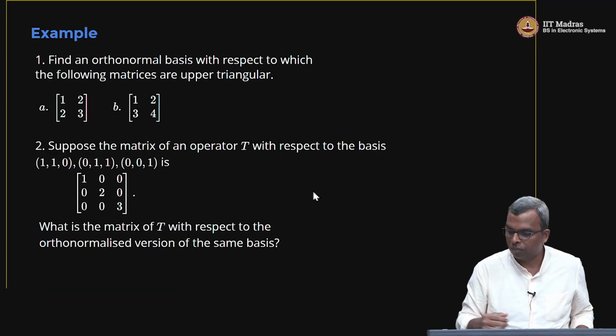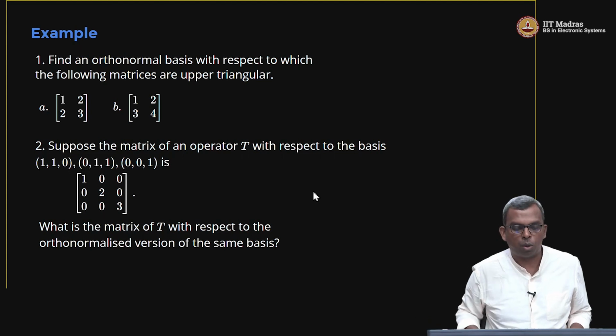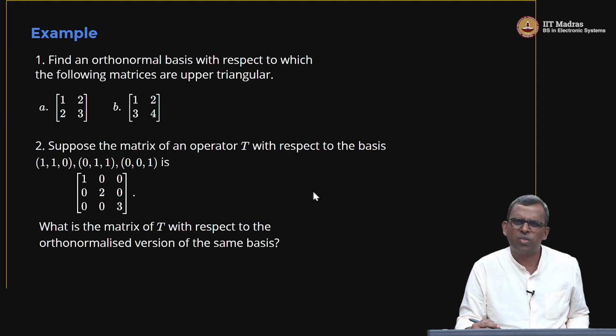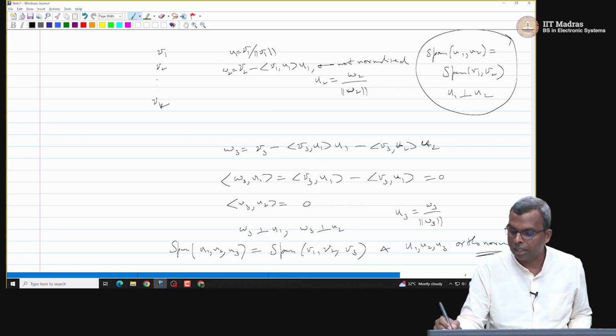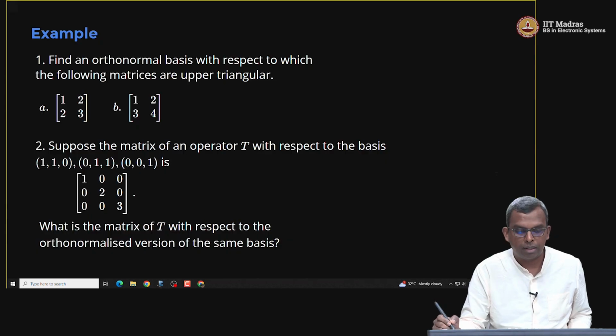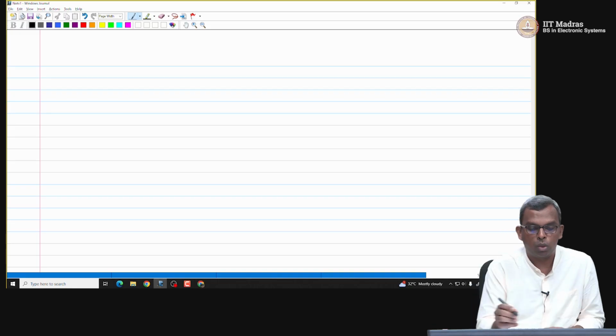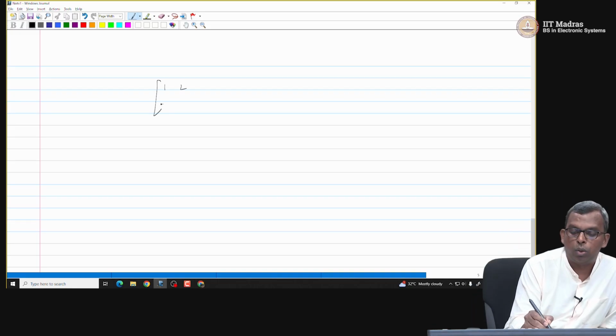Here is a little bit of an illustration. Maybe this property needs a bit of illustration. You are asked to find an orthonormal basis with respect to which 2 by 2 matrices are upper triangular. Let us try the 2 by 2 matrix. Finding these bases for upper triangular is very easy in 2 by 2. So, let us do that first. I think the case is [1, 2; 2, 3]. Let us do that.